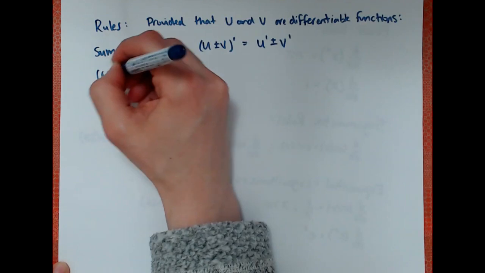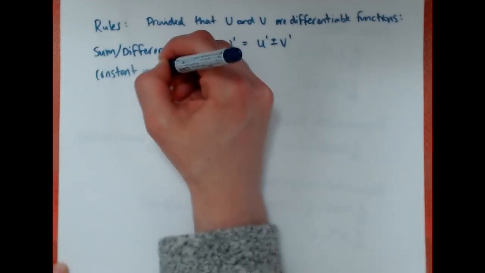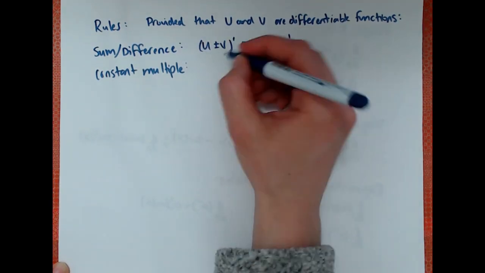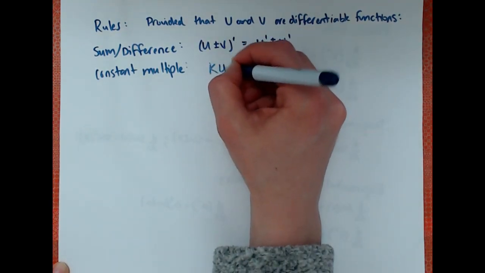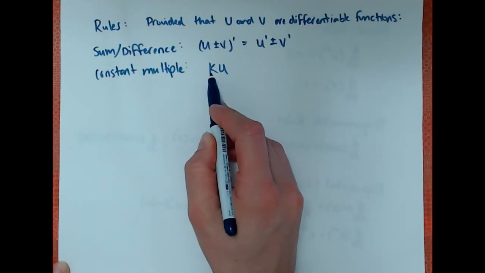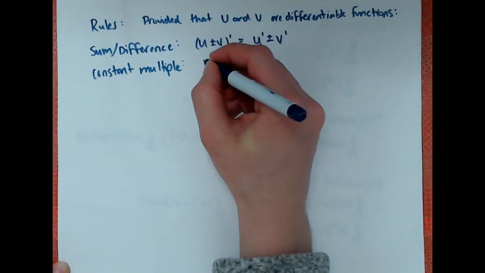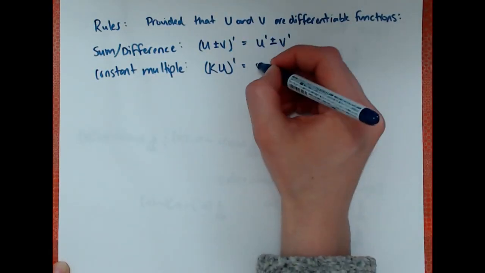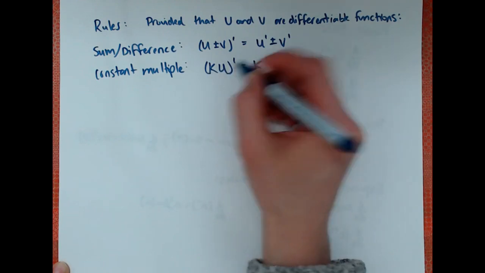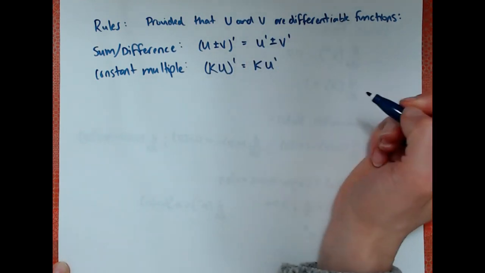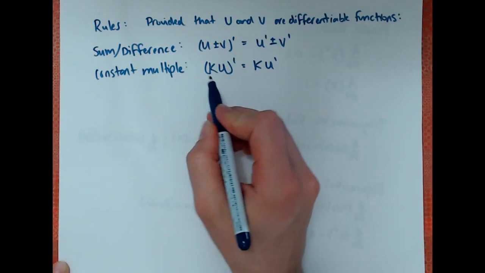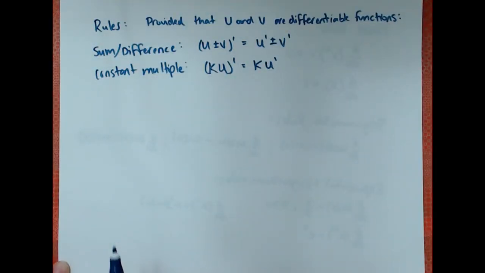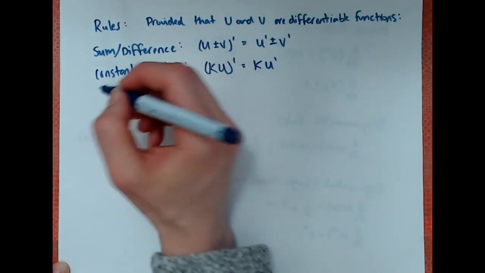The constant multiple rule is if you have a function, so here your function is getting multiplied by a constant k, and then it's asking you for the derivative. That's the same as taking the k out and just taking the derivative of u. So the constants just get multiplied on top of the derivative of the function.